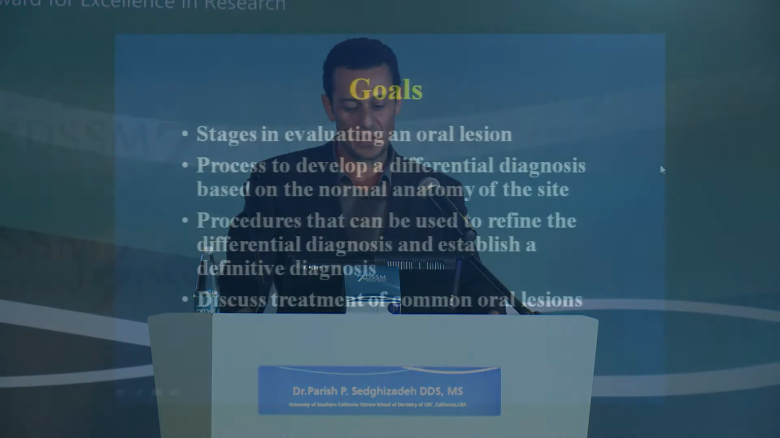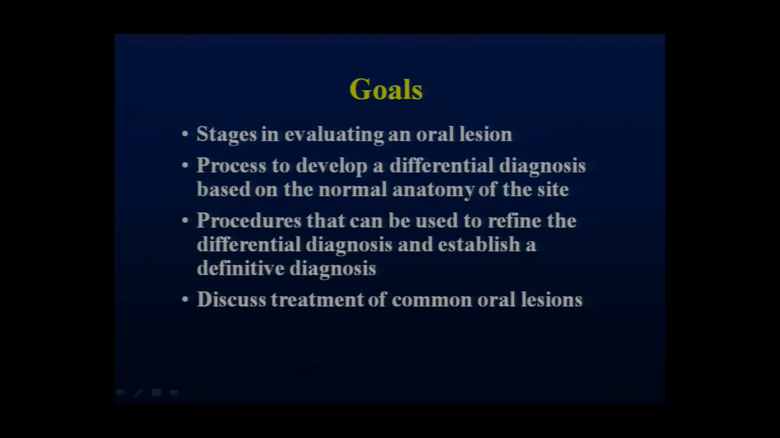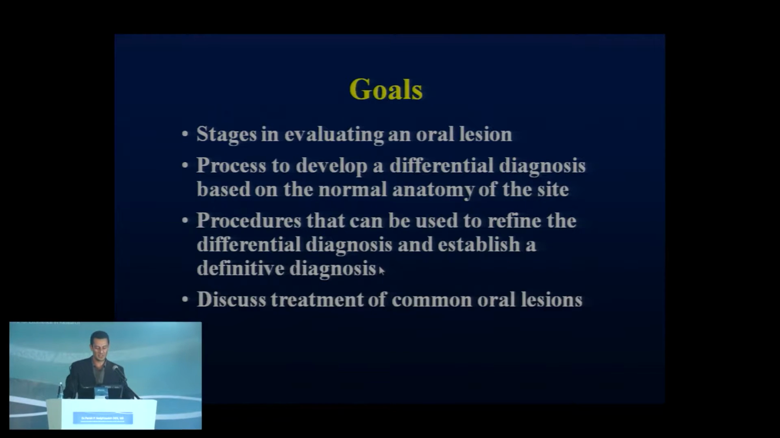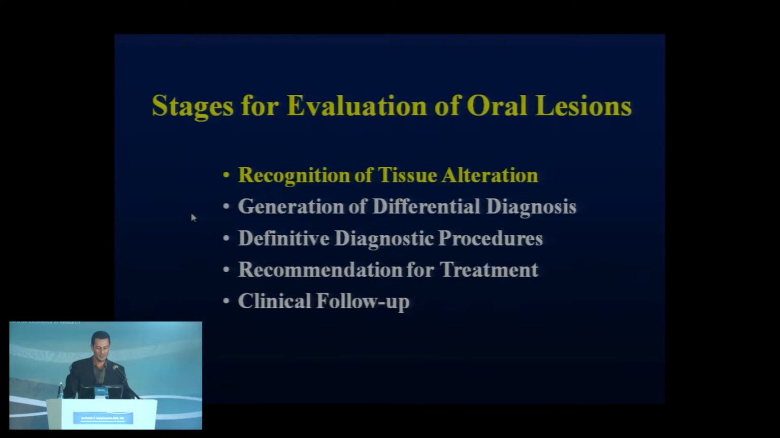So the goals for the talk right now are first to discuss stages in evaluating an oral lesion. And then second, a process to develop a differential diagnosis based on the normal anatomy of the site. And then finally, procedures that can be done to refine the differential diagnosis and establish a more definitive diagnosis, and discussion of treatment of common oral lesions. All right, so let's get started.